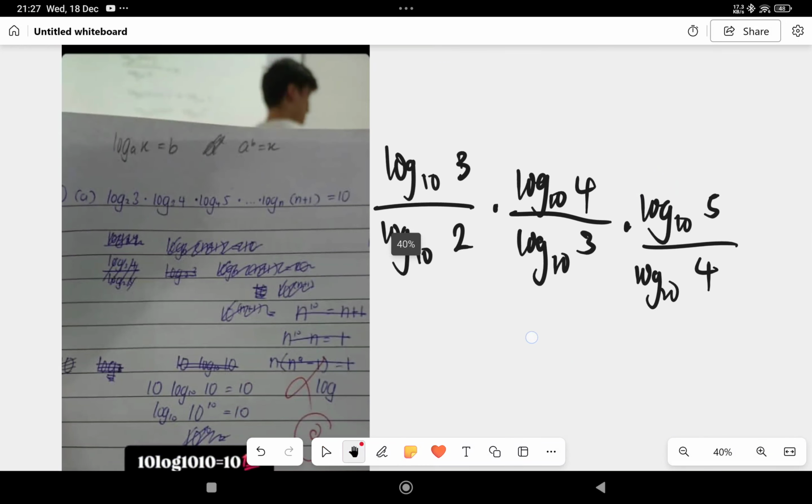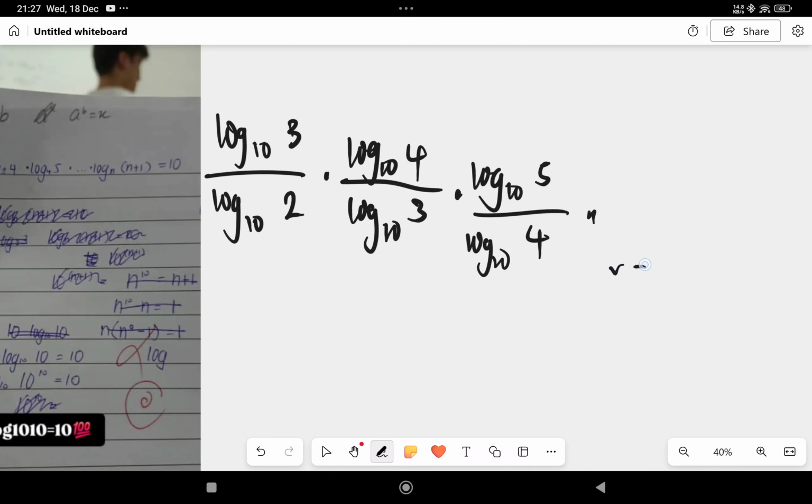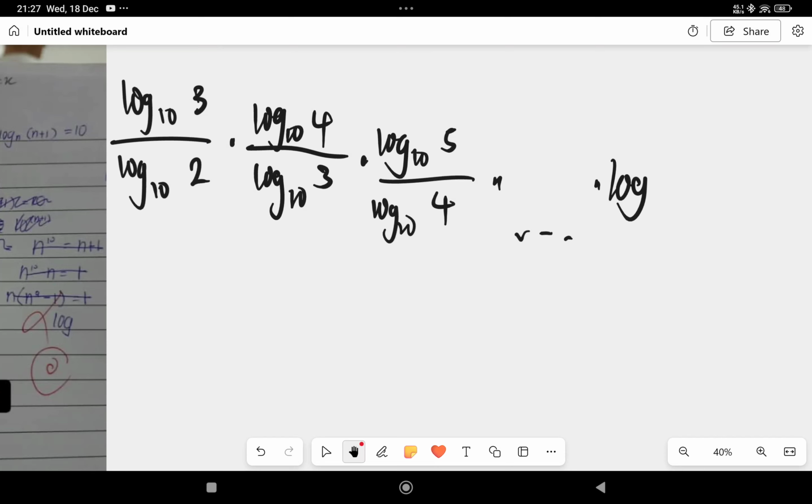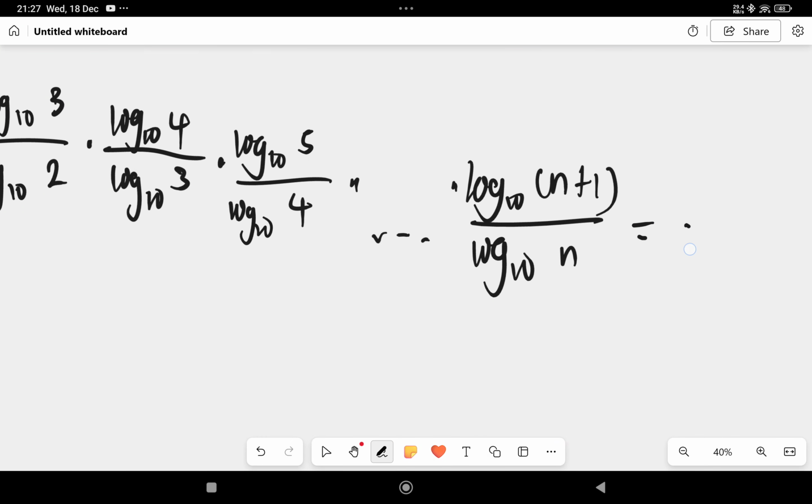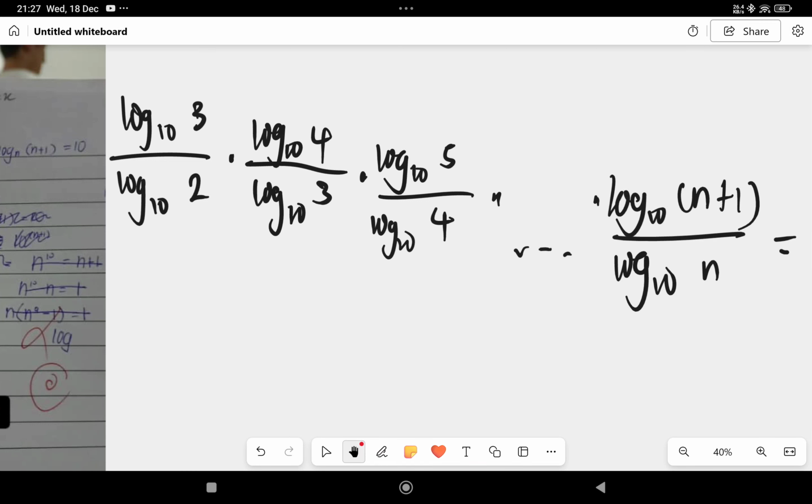Okay, so I'm just going to rewrite everything as the question stated. So for the log 10, this is n plus 1 and this is n. And for the right hand side, you don't have to convert. The reason for that is that you are actually converting the base into another base, that is the same thing.